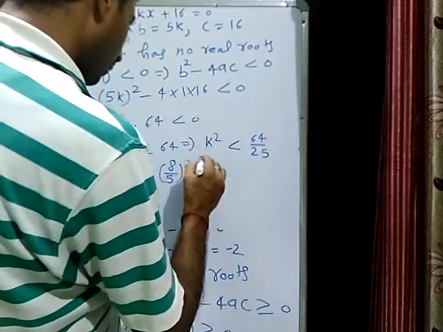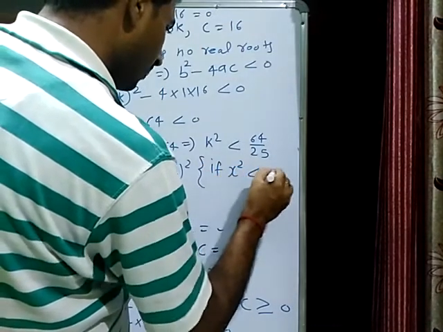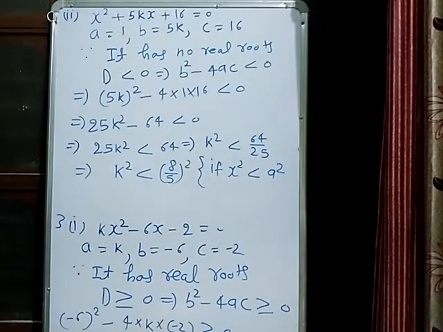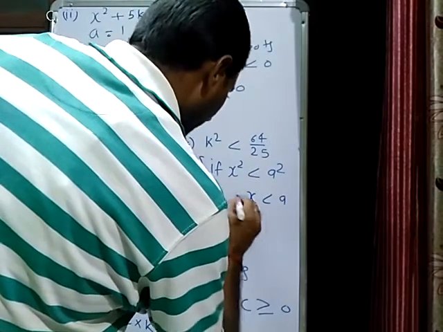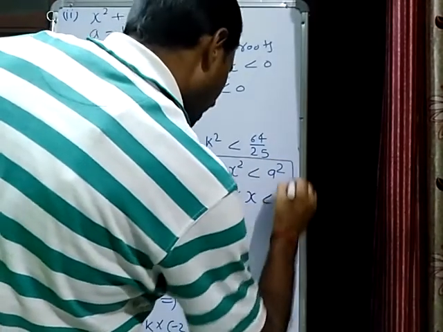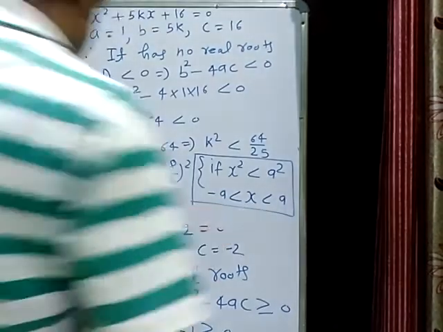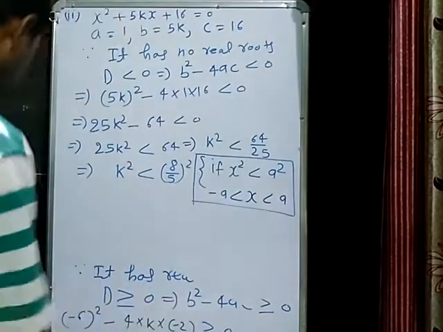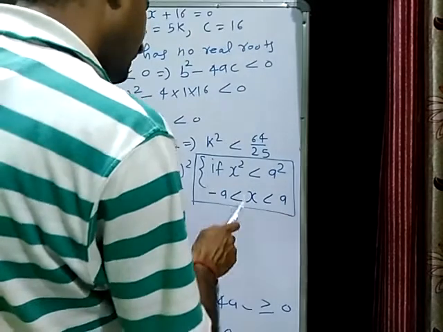So students, here I want to explain one property. If x square is strictly smaller than a square, where a is any real number, then the possible values of x will be strictly smaller than a and strictly greater than minus a. This you need to remember. You will learn how it comes in the 11th class. Otherwise, sometime I will explain. Okay, so this is the rule. You need to memorize this property: if x square is strictly smaller than a square, then x is less than a and greater than minus a.